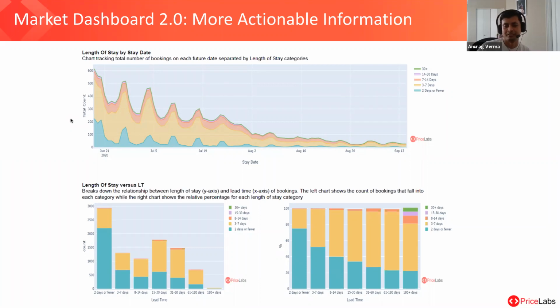It shows that as you get closer and closer to the day of stay, more and more bookings are made that are shorter in length, which goes with what we have been saying. Try to set higher minimum stays to get longer bookings far out. Last minute, more bookings tend to be shorter, so try to get those. And this can help you look at your own market's data and figure out what those settings should look like. So again, this is coming out next week.